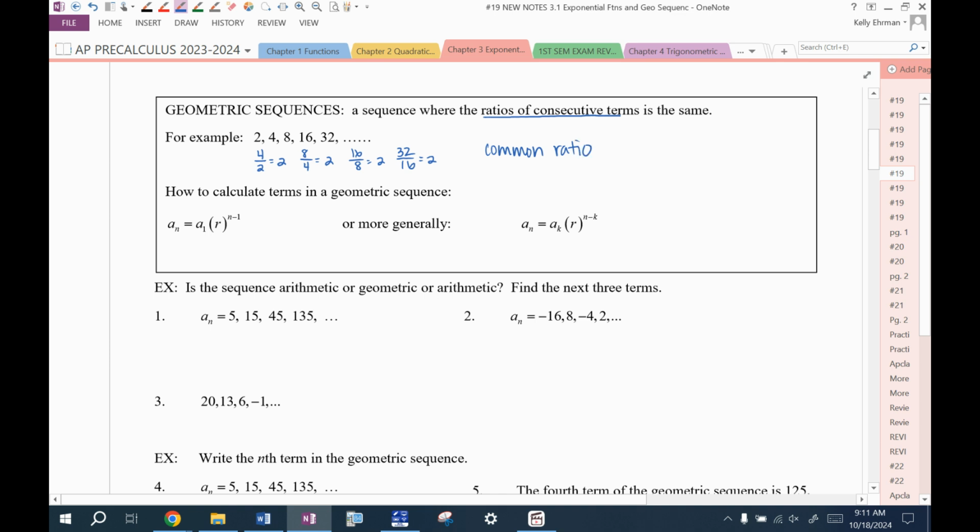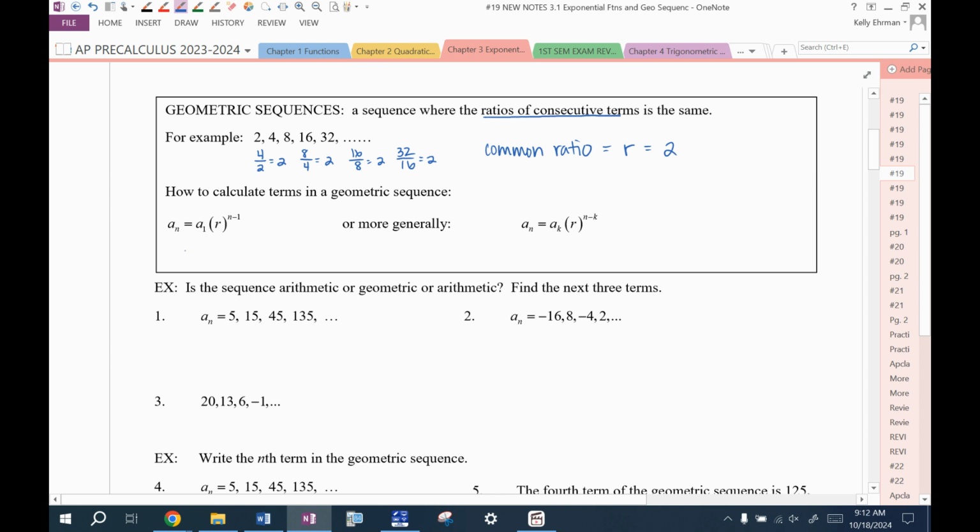Remember, with arithmetic sequences, we called it a common difference. So now it's a common ratio. We use the lowercase r to represent that. And in this case, the common ratio would be 2. How do you calculate terms in a geometric sequence? So maybe they give you this sequence and they say, okay, find the 100th term. You could just keep multiplying by 2 until you get out to 100, or you could use this formula. So the nth term will be the first term times the common ratio to the n minus 1.